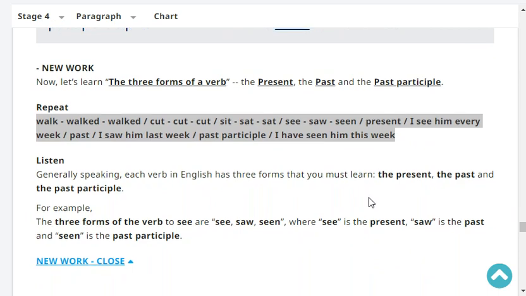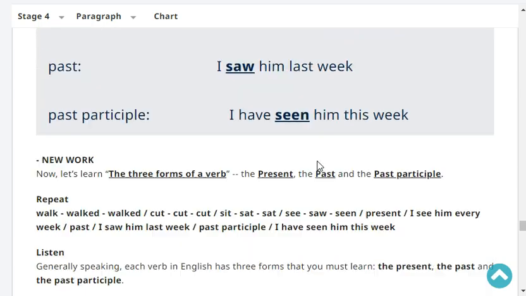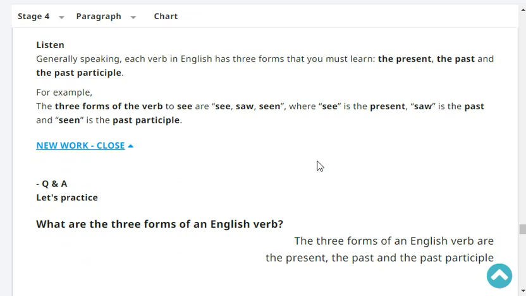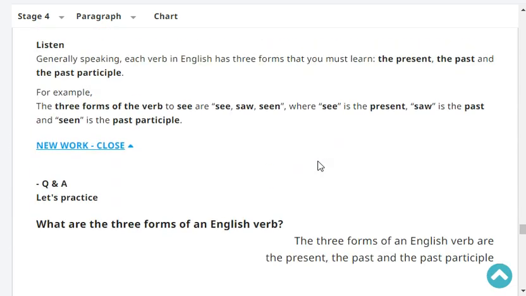Very good. Okay, listen. Generally speaking, each verb in English has three forms that we must learn: the present, the past, and the past participle. For example, the three forms of the verb see are see, saw, seen, where see is the present, saw is the past, and seen is the past participle. Okay, so let's practice. What are the three forms of an English verb?